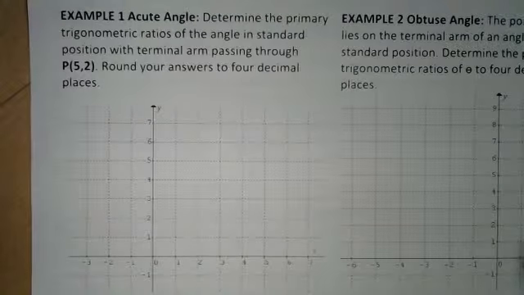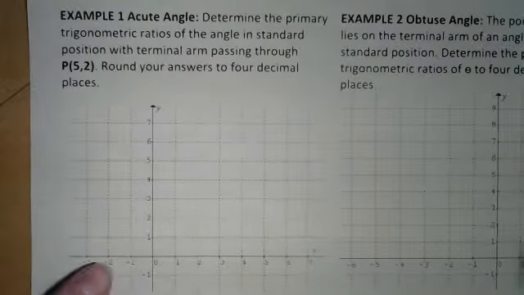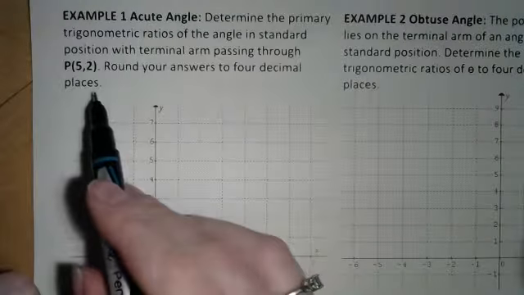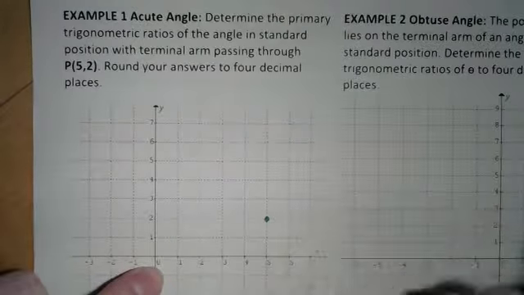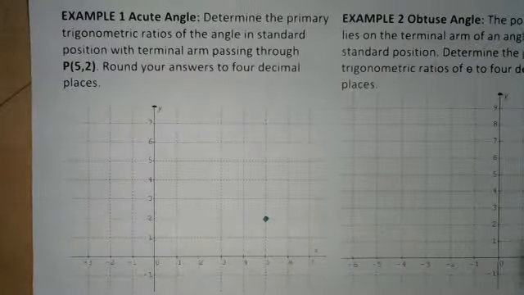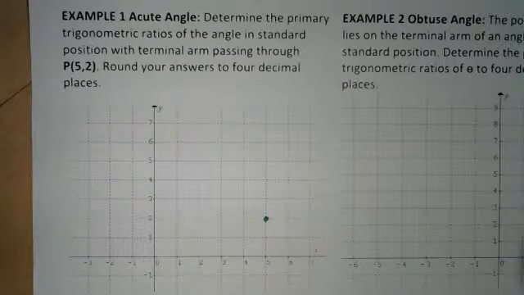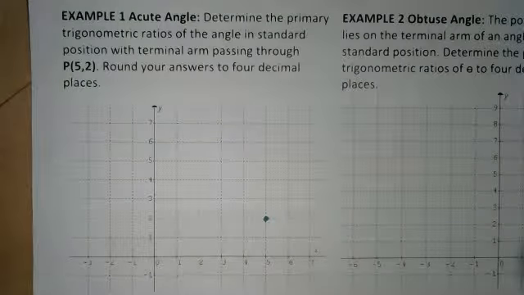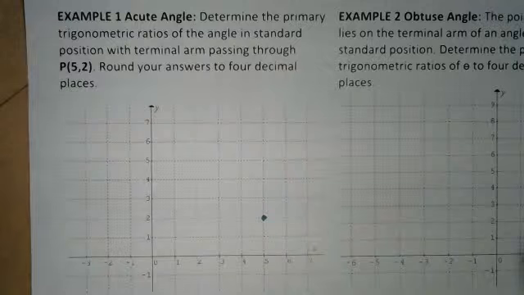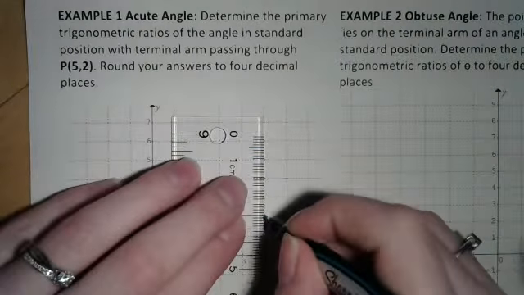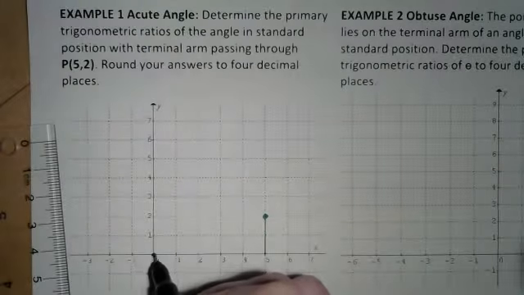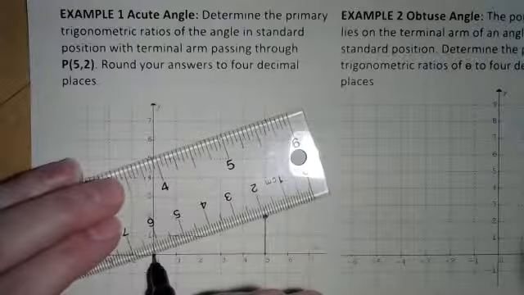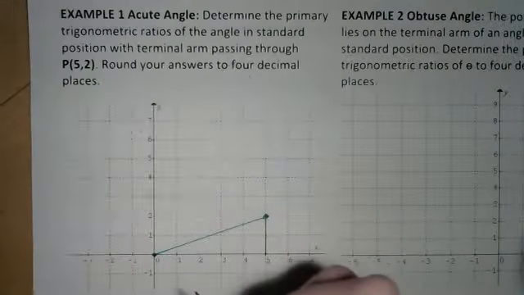So the first thing we have to do is identify where our terminal arm is, and right now we know that it has to go through the point (5, 2). So find the point (5, 2) and draw it. Second part to this one is making sure that our triangle goes straight down to the x-axis. And the third part is, remember, this terminal arm is always created by going through the origin. So the second part to my triangle here is right there.